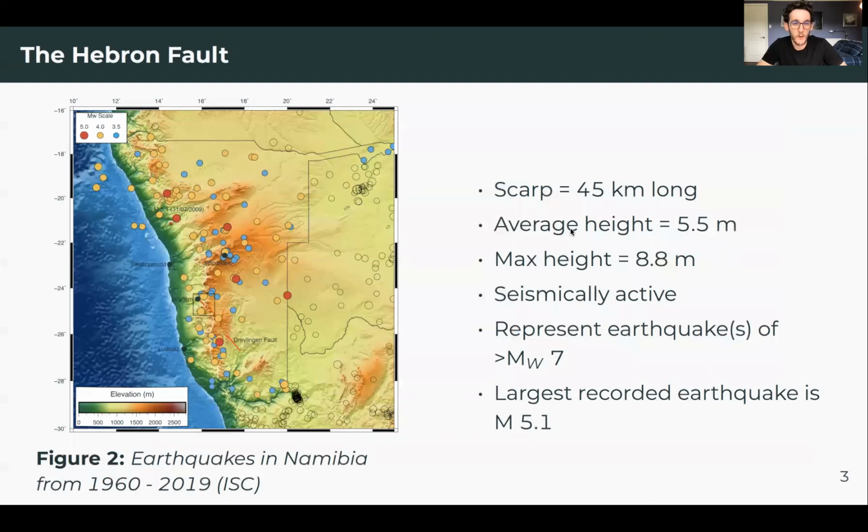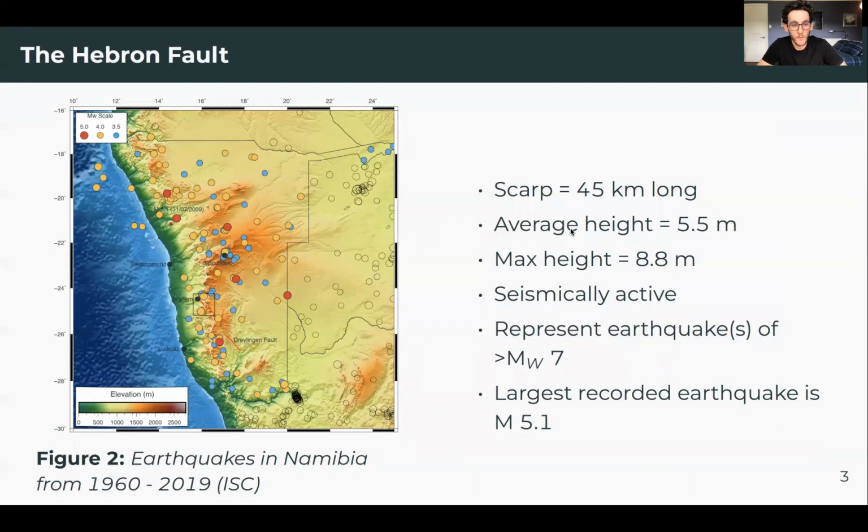So let's take a look at Namibia. Here is a plot of seismicity in Namibia from 1960 to 2019. The largest recorded event in Namibia was a magnitude 5.1 in 2009. And for the most part, there is not a lot of recorded seismicity in Namibia. So it's definitely one of these stable continental regions.